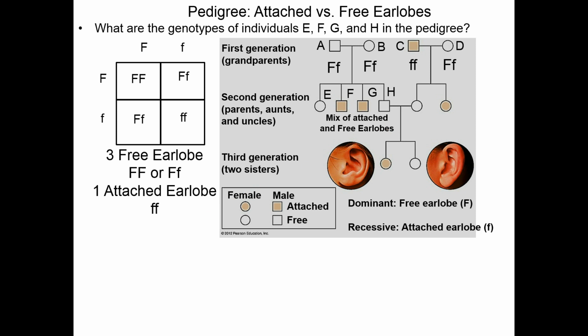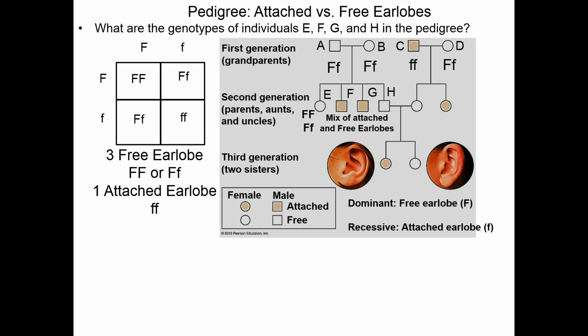Now, let's look at the result of our cross between individuals A and B. They are both heterozygous, so we can have a prediction of the possible genotypes of their offspring. We know that individuals F and G are affected. We know they have attached earlobes, they're shaded. So we know that they are homozygous recessive. Now, individuals E and H, we see that they have free earlobes. Are they homozygous dominant or are they heterozygous? How do we figure that out?